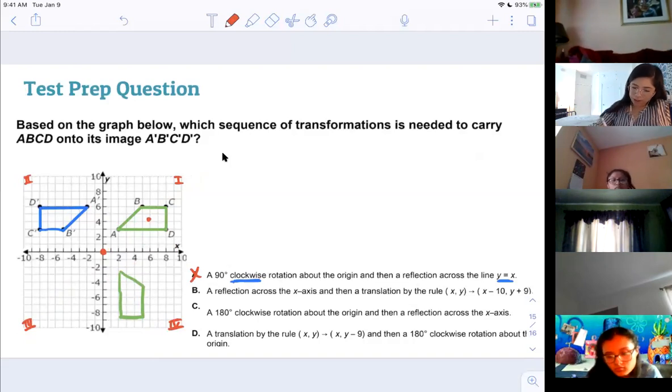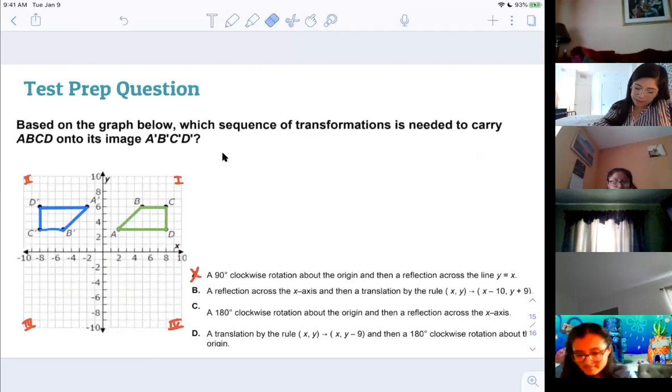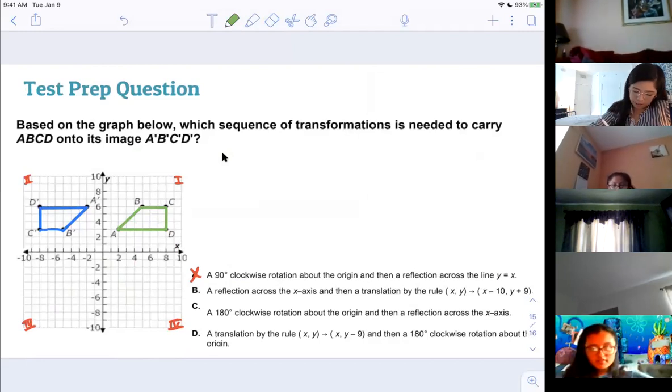B, a reflection, let me erase my little drawings. Okay. B, a reflection across the x-axis and a translation by the rule, and then it gives you the rule. Okay. A reflection across the x-axis, which quadrant will it end up in? The green one. A reflection across the x-axis. If I reflect across the x, where will I end up? Down on the bottom. Underneath. Good. Quadrant 4. Quadrant 4, precisely. So it's going to look something like this.